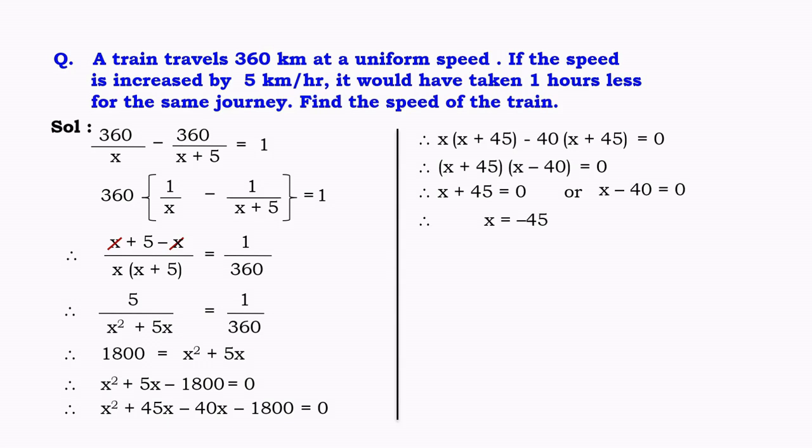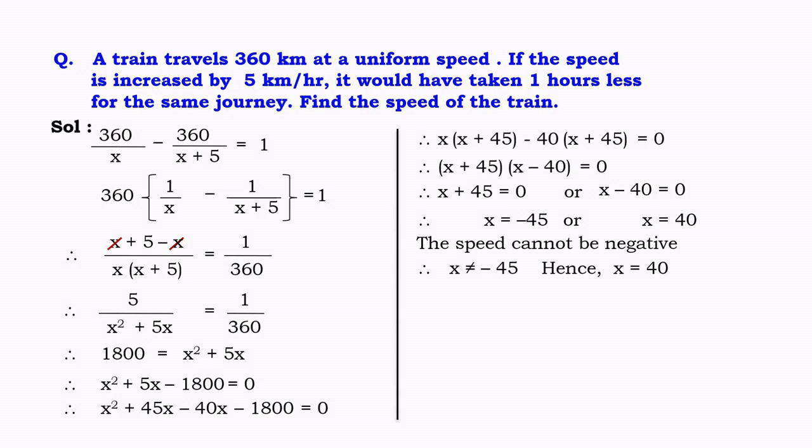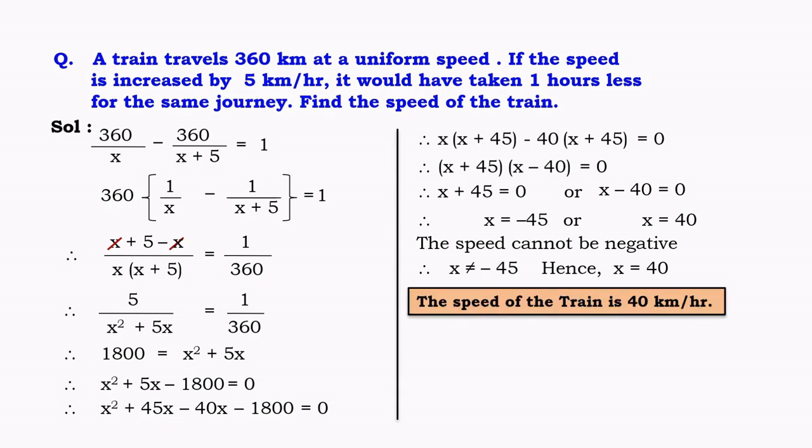So, x plus 45 equals 0, giving x equals minus 45. Or x minus 40 equals 0, giving x equals 40. Since the speed of a train cannot be negative, we reject minus 45. Therefore, the value of x is 40. Hence, the speed of the train is 40 km per hour.